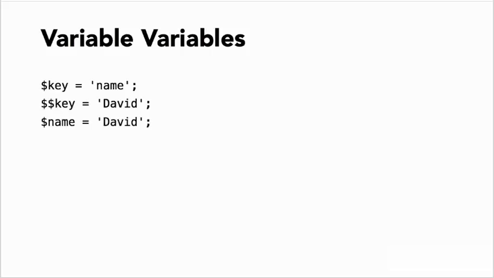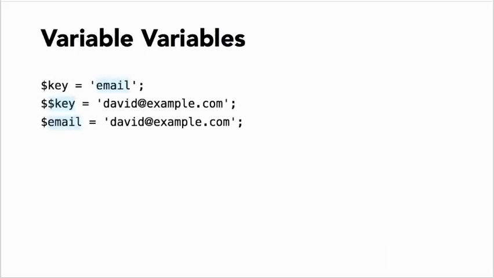This creates a new variable that derives its name from the value of the original variable. In this case, the value of key is name, so $$key creates a variable called name. So if key is email, it will create a new variable called email, and so on. So with that explanation out of the way, let's get back to the code.